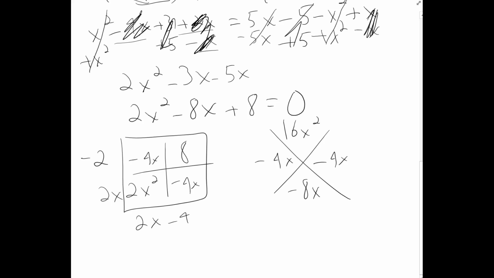So what have I missed here? So this needs to be, oh, there it is. That's just an x. There we go. Now it works out right. 2x times x is 2x squared. 2x times negative 4 is negative 4x. Negative 4 times x is negative 4x. And negative 4 times negative 2 is 8. Great.